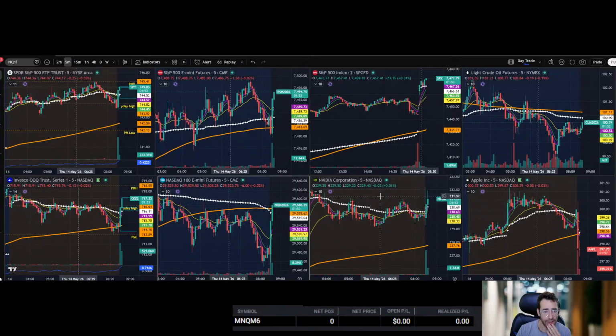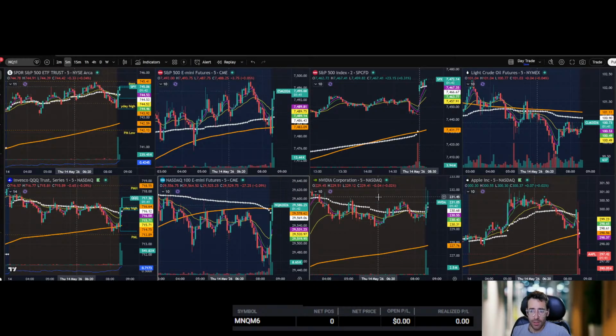We've got to see how we react up there, though. I do not like shorting all-time highs, as I was saying. Don't love it, but we'll see.